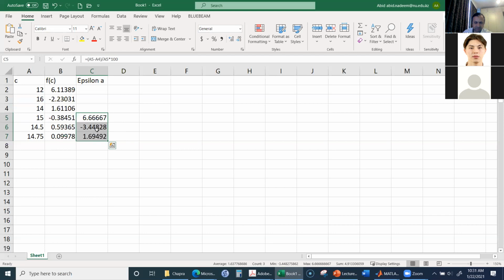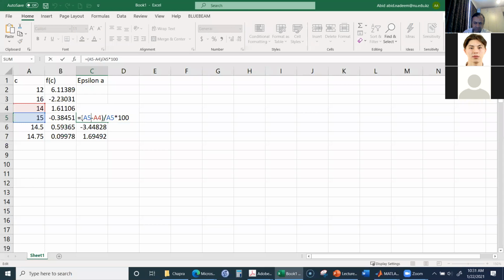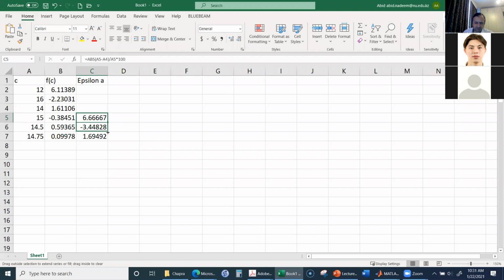So it is 6.667, and then it becomes minus 3.8448, and because we want to avoid this minus sign, we can take the absolute value, ABS. So the absolute value will keep decreasing, from 6.667 to 3.44 to 1.69.